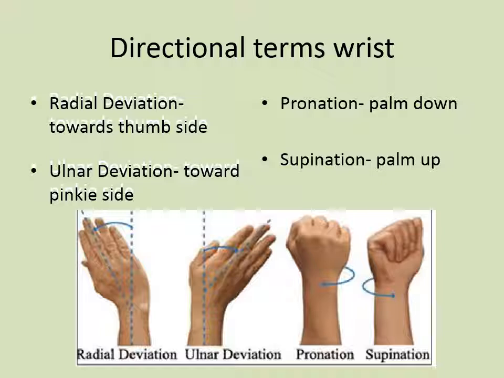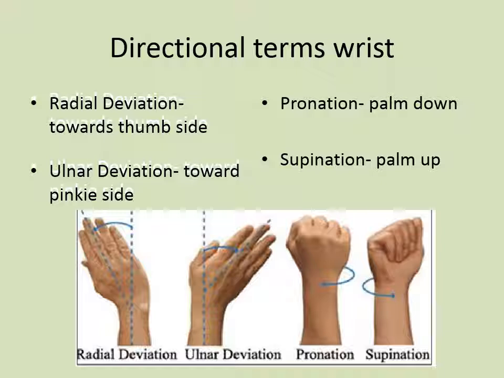Directional terms for the wrist include radial deviation. That means to move the whole wrist towards the thumb side of the wrist. And ulnar deviation, that means to move the whole wrist towards the pinky side of the wrist. And normally we go a lot farther with radial deviation than we do with ulnar deviation.